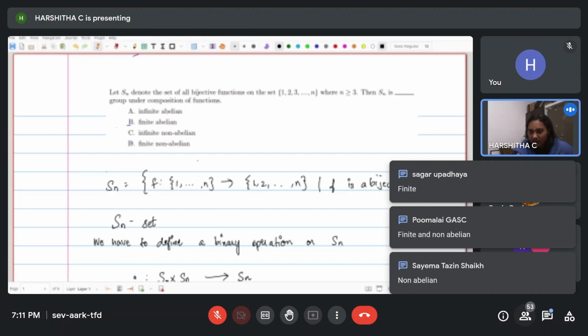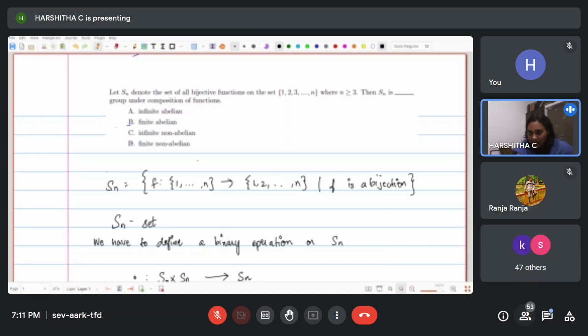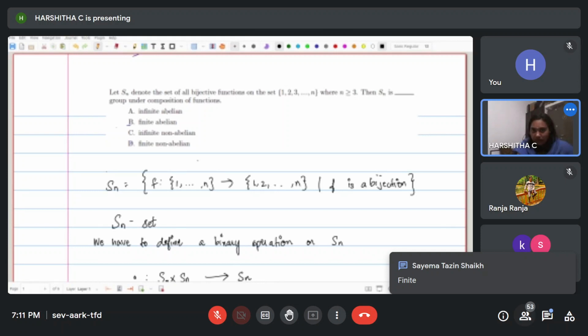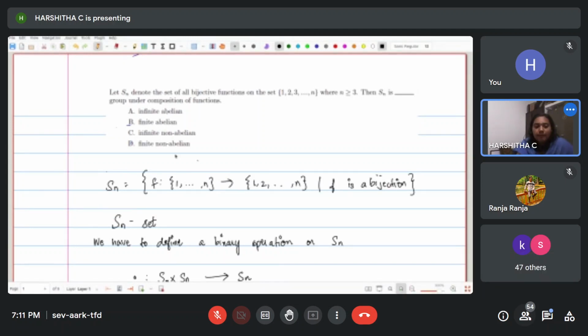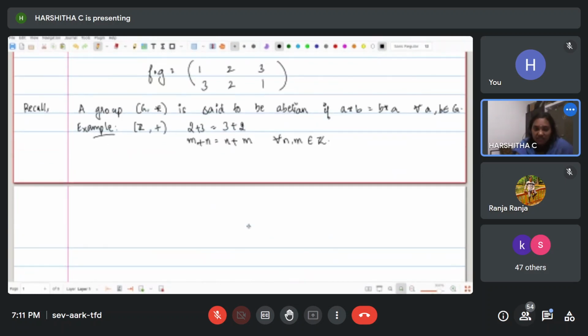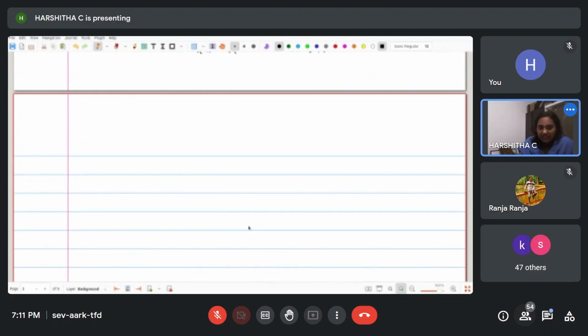So we've got some answers, and all of you are right. It is finite and non-abelian. Finite, you can just see, right? You can see that the set of all bijections from the set to the set is finite. In fact, the set of all functions from a finite set to a finite set is finite.